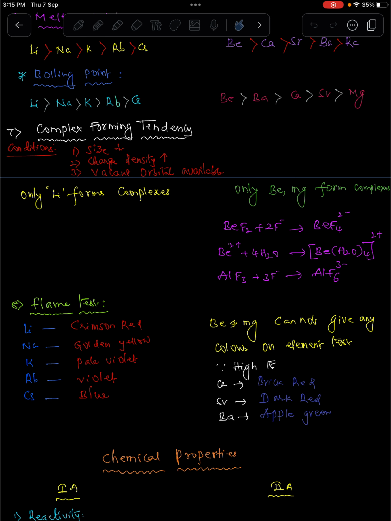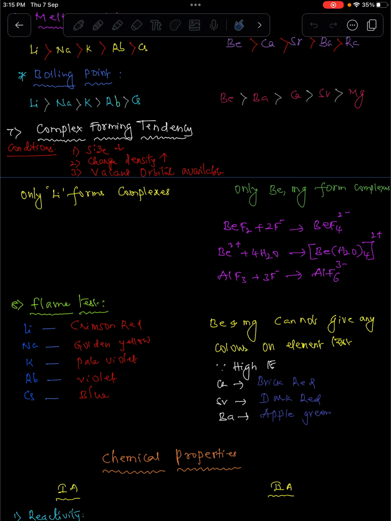Next, coming to the flame test. So here 1A group elements, 2A group elements both give characteristic color in the flame test. Lithium is crimson red, sodium is golden yellow, potassium is pale violet, rubidium is violet, and cesium is blue in color.